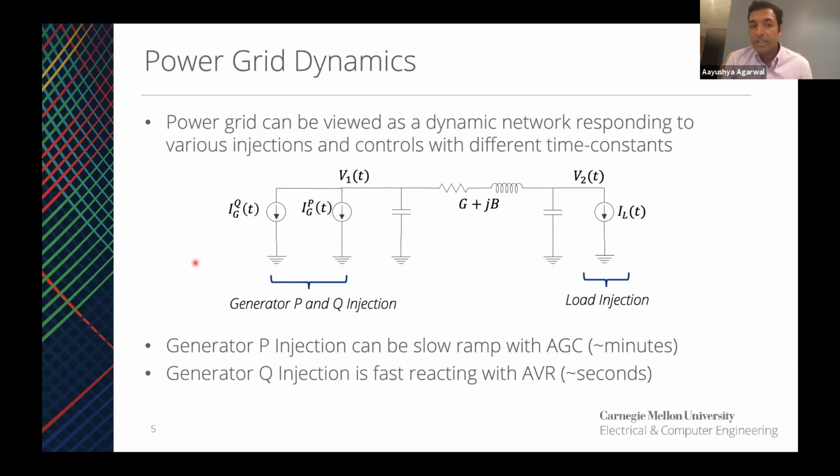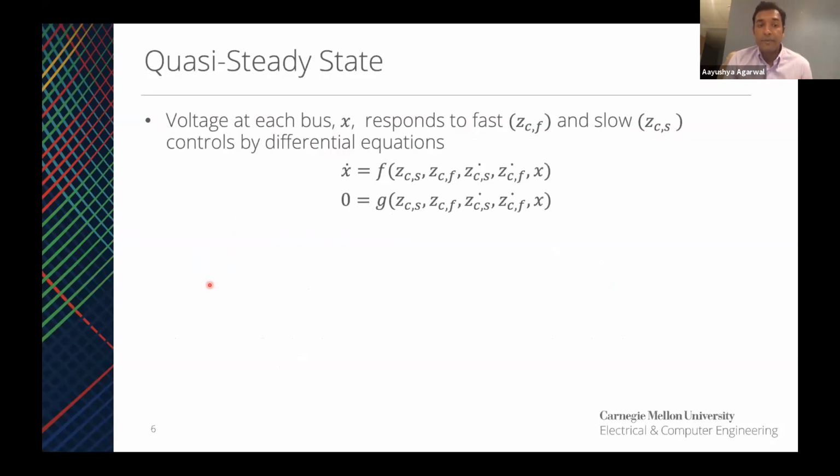And what's interesting from this perspective is that now you have Q and P injections from a generator. So if we consider the example of a slow ramping up generator, the P injection has a slow ramp up in terms of minutes, whereas the Q injection is reacting with an automatic voltage regulator in the matter of seconds. So you can really see that they have different time constants. And this gives us the inspiration for defining our quasi-steady state.